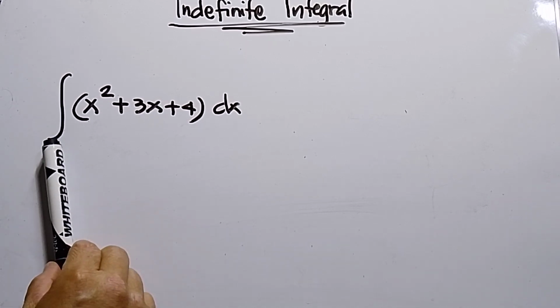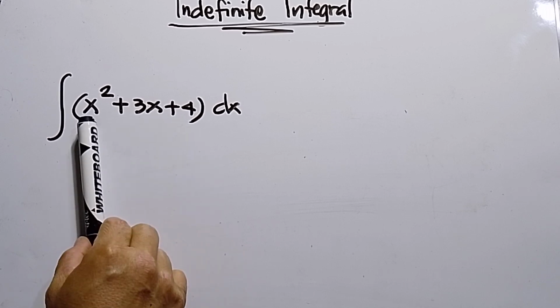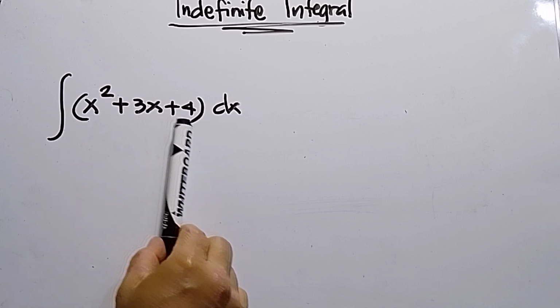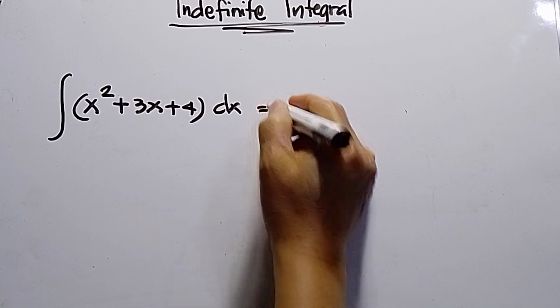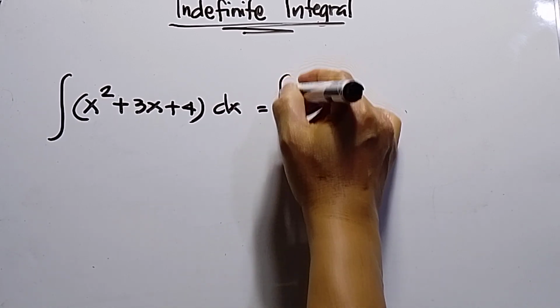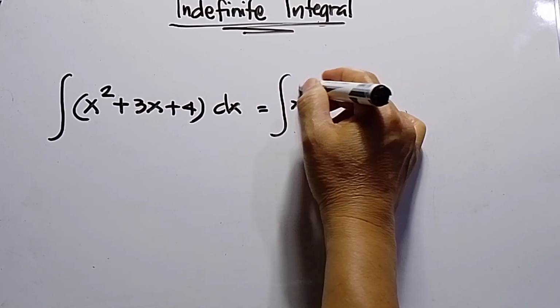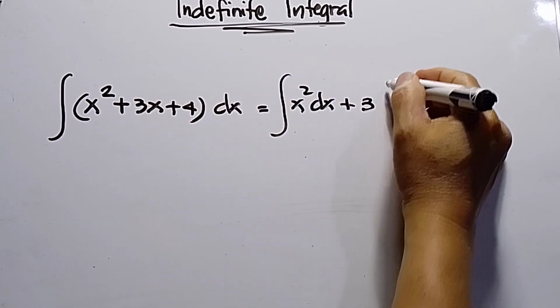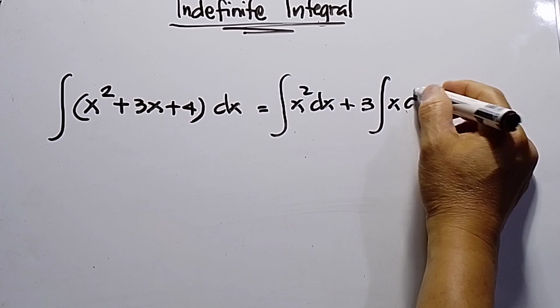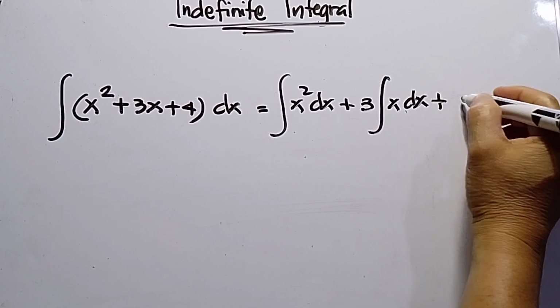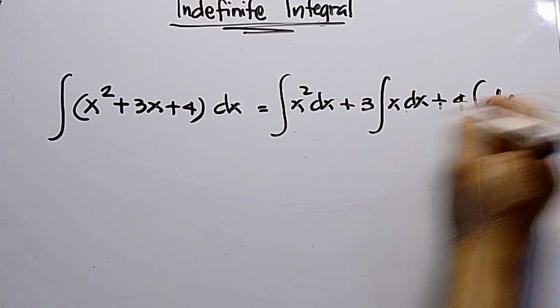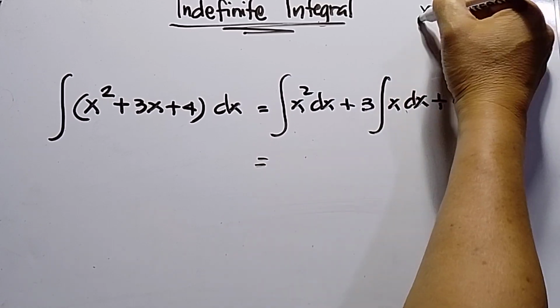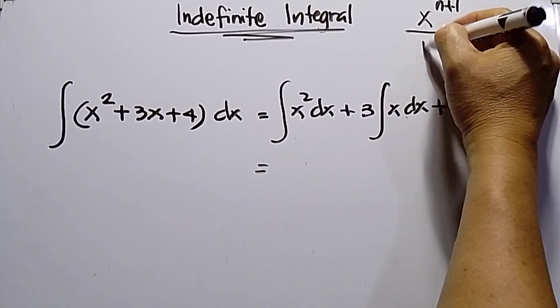So I have here the integral, in brackets, x squared plus 3x plus 4 dx. So I need to integrate individually. So this will be the integral of x squared dx, then plus the constant, which will be outside of the integration, 3 times the integral of x dx, then plus the integral of 4 dx.